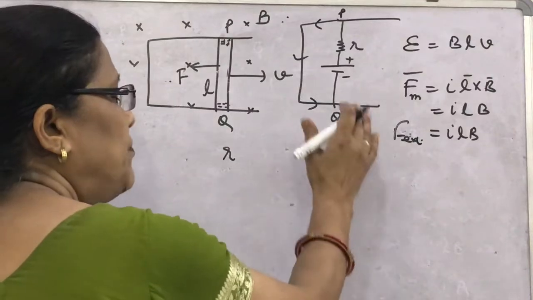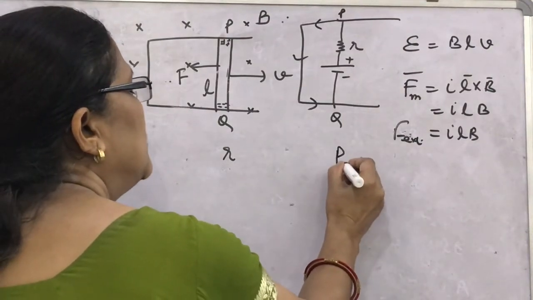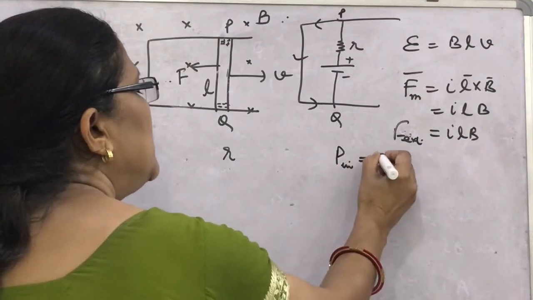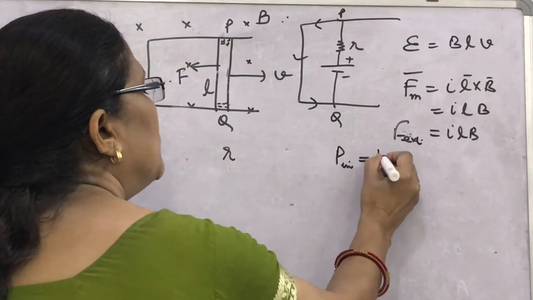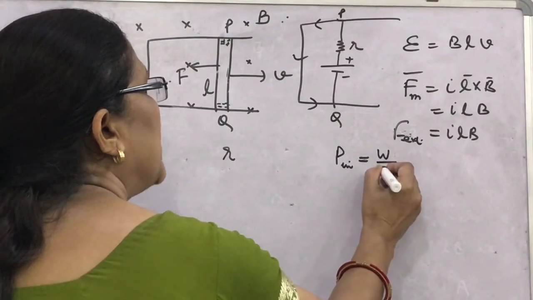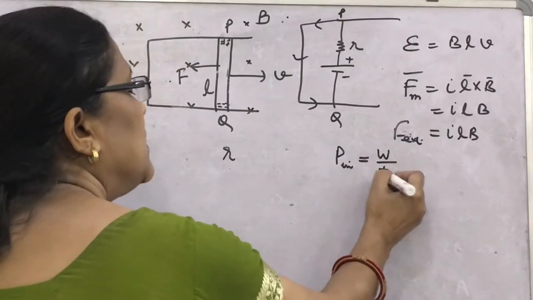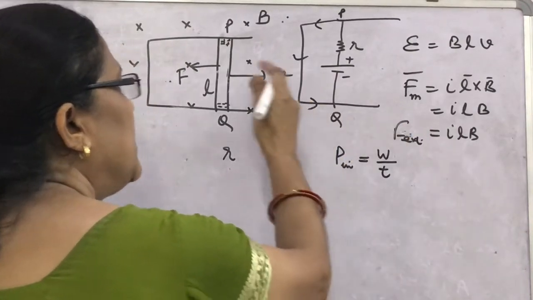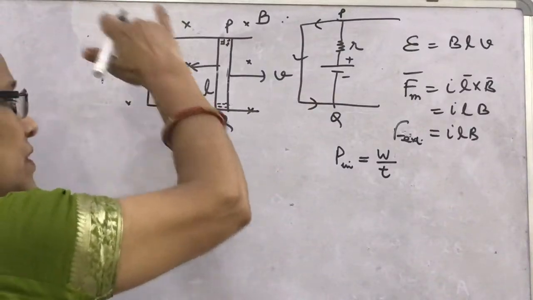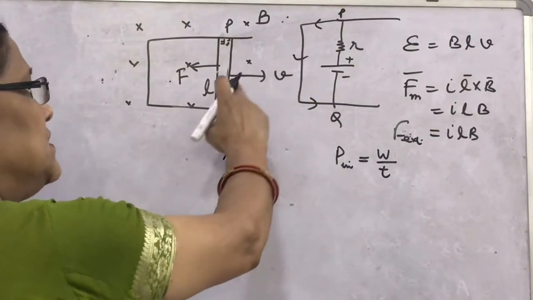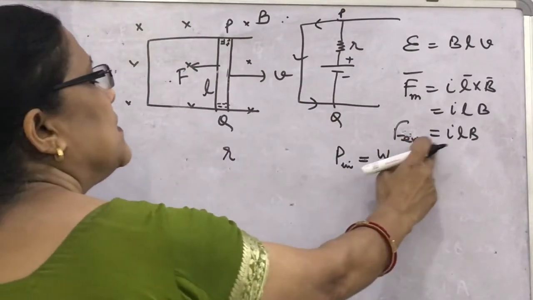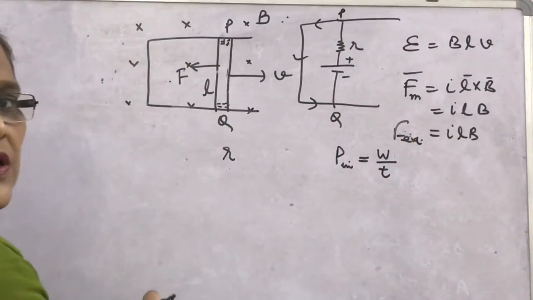What is the power input? Power is given by work done per unit time. So if work done per unit time is power, we can find how much work is done by the external agent which is applying this external force on the rod.